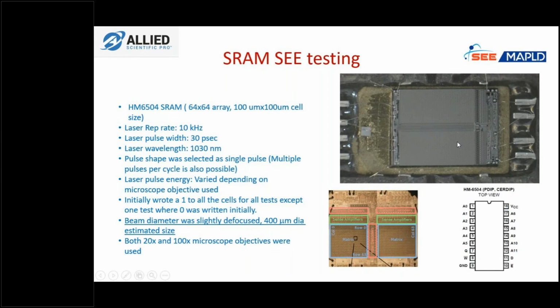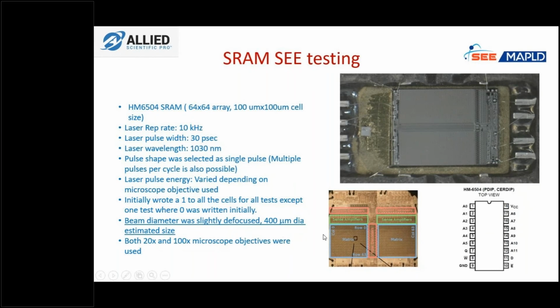So we used the HM6504. The settings we used were 10 kilohertz, pulse width 30 picosecond, laser wavelength 1030 nanometer, and pulse shape selected as single pulse. Laser pulse energy varied depending on the microscope objective used. And initially, we wrote a 1 to all the cells.